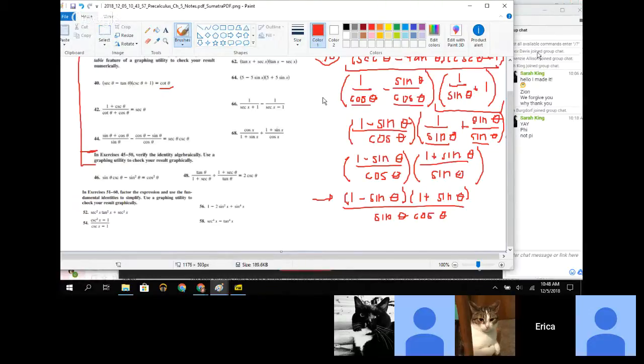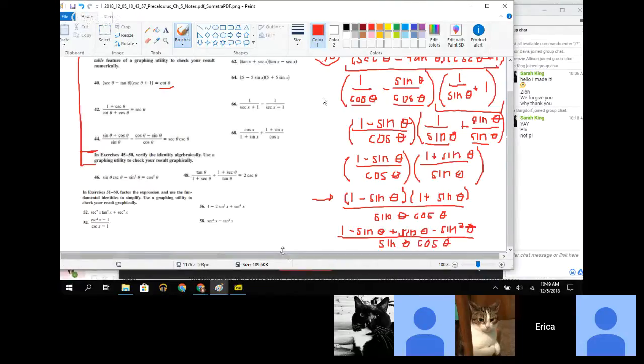Yeah, we can actually FOIL this. So it's going to be 1 times 1, which is 1, minus the sine of theta plus the sine of theta. Oh, nice, they cancel out, right? Minus sine squared of theta. We're almost there, I promise. All over sine theta cosine theta.